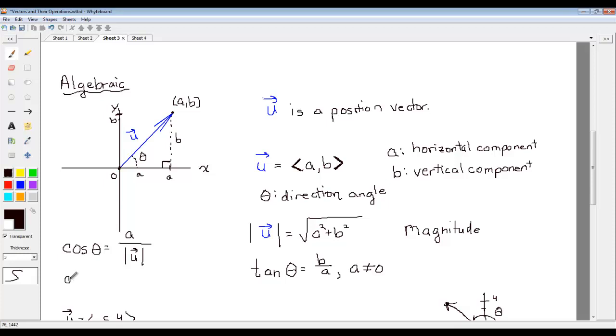Or you could say that A is the magnitude of that position vector times cosine theta. If you know the magnitude and direction angle of the vector, you can work backwards and find its components. Because also sine theta equals opposite over hypotenuse. So B, that vertical component, is the magnitude of the vector times the sine of the angle. And that comes from basically the right triangle trig right here.